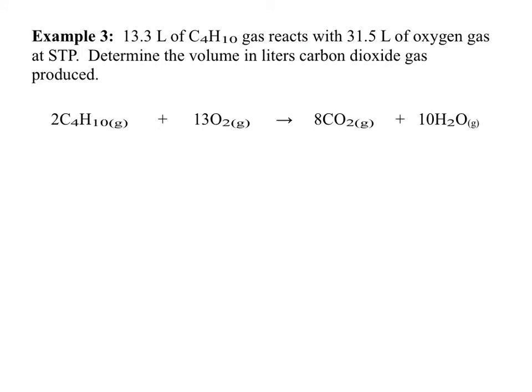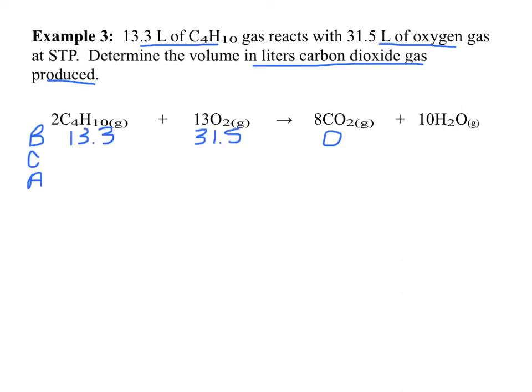In the next problem, we have 13.3 liters of butane and 31.5 liters of oxygen gas, and would like to know the volume in liters of carbon dioxide gas produced. I'm going to plug my volumes into my BCA table, and then I have to determine which reactant is the limiting reactant. If I make the butane the limiting reactant, you can see that the oxygen ends up with a negative value.